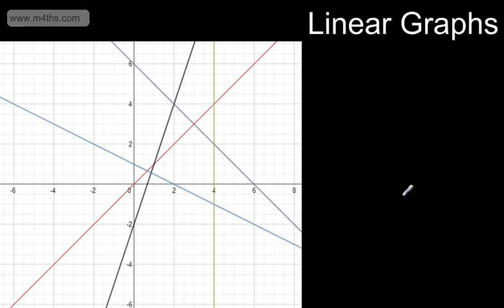In this video, we're going to look at graph recognition. We're going to start off with linear graphs. As the name suggests, linear graphs are just straight lines. The easiest ones to see are the vertical and the horizontal lines.